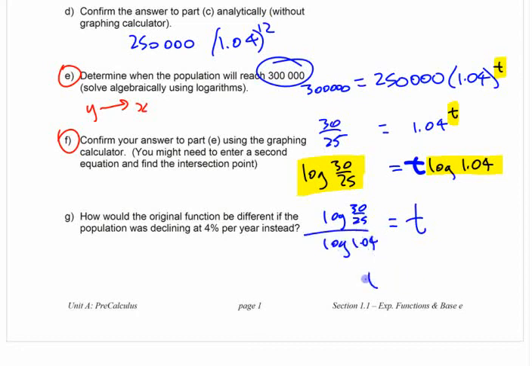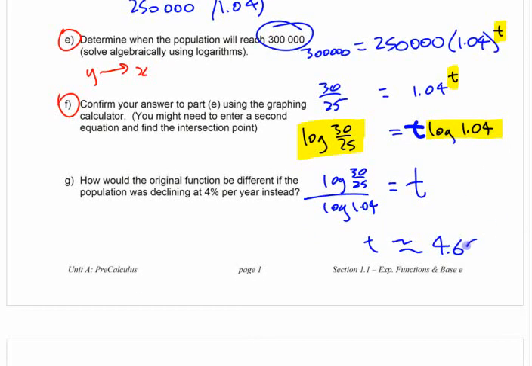Anybody put that in and can tell me what you get approximately? 4 point something? 4.65. 4.65.